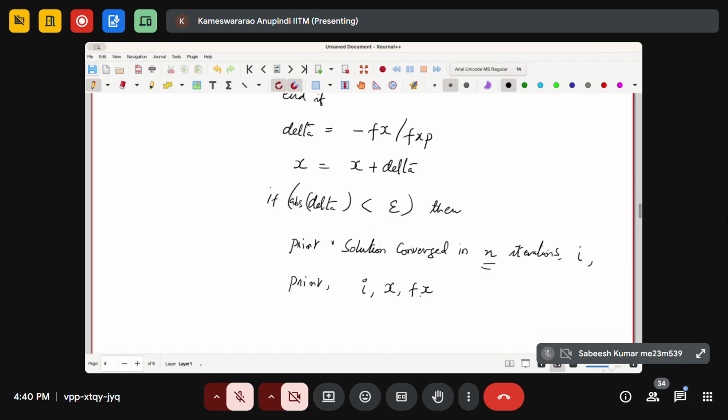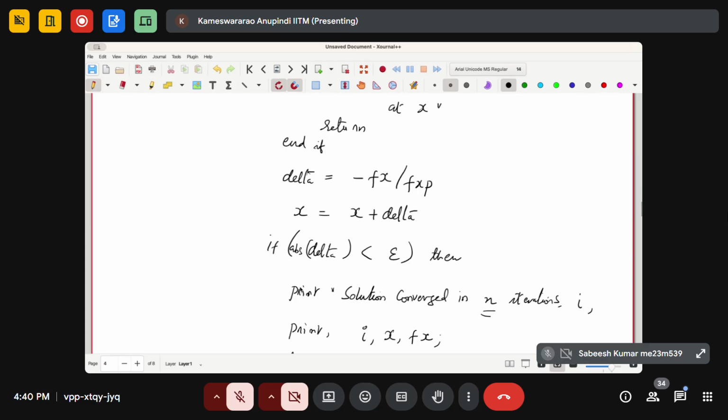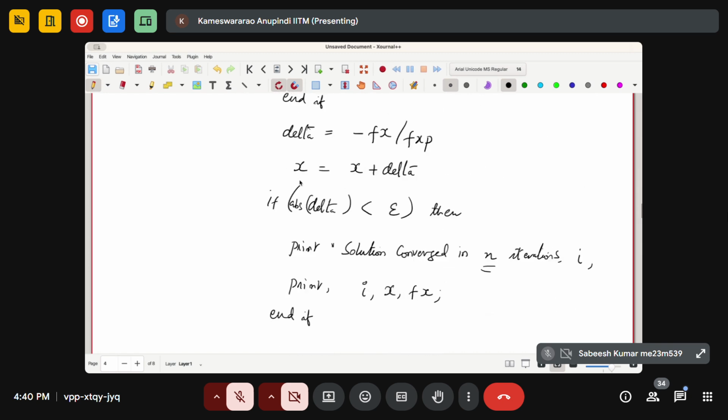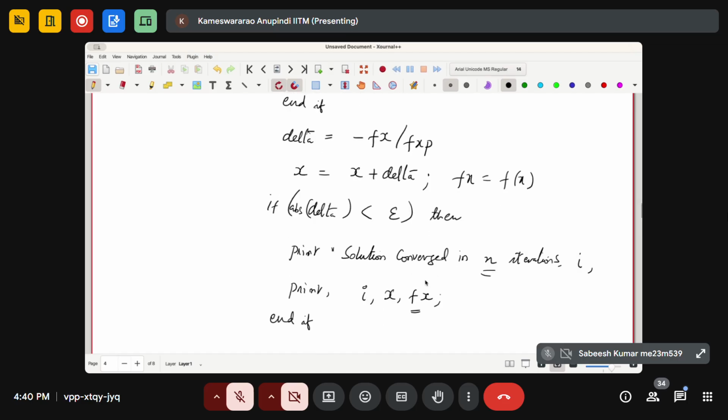Okay, but I have not calculated what is f of x. So I'll just print. It will be very approximate, so I think that is not a problem. Then I'm going to do end if. Then what should I do? When I go back, I need the new f of x. So I can even calculate it: after this, f of x equals f of x, then this will also be updated. Then I'm done with this thing. Then I'll say end do.